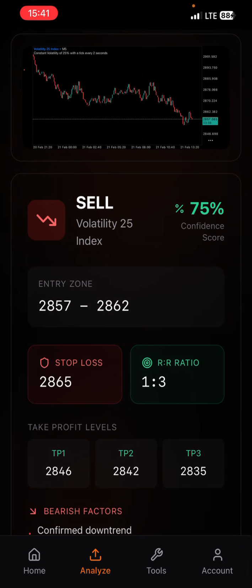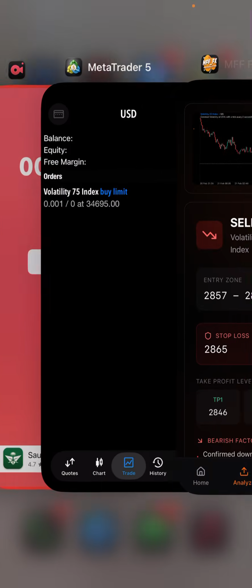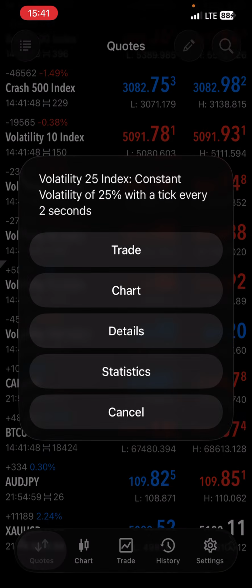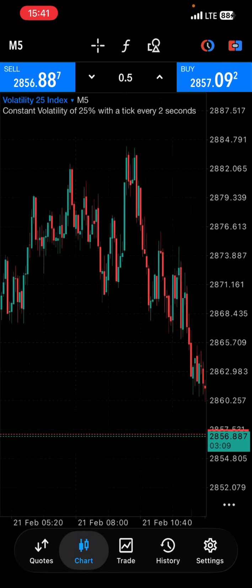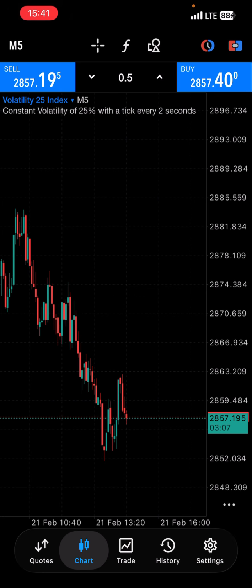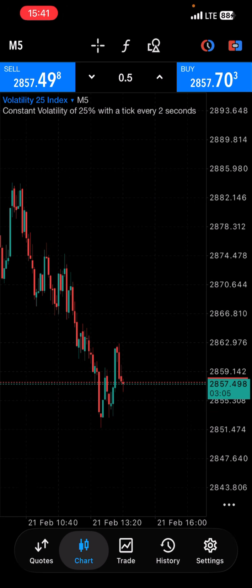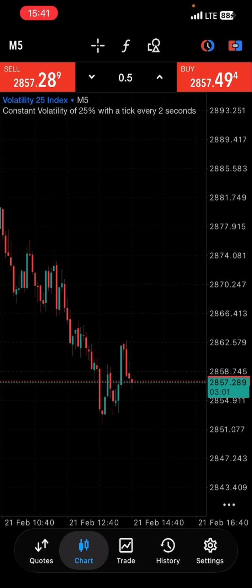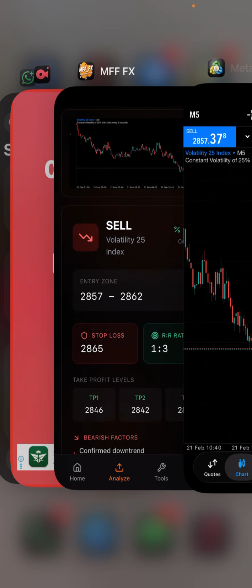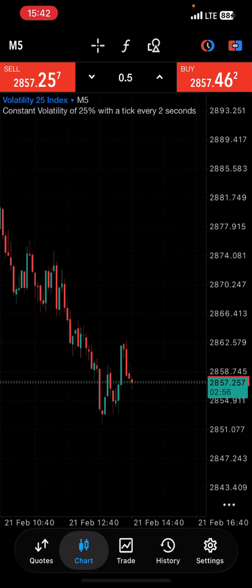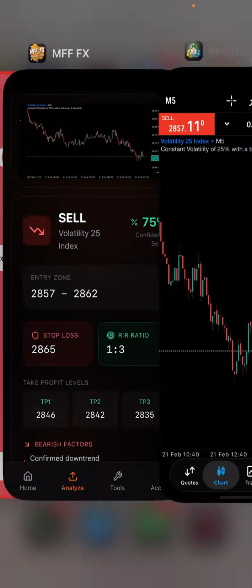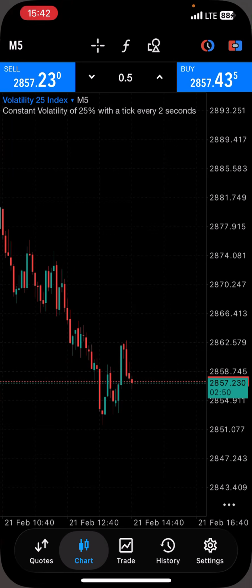What are the entry zones for a sell? It is telling me to sell between 2857 and 2862. That's where it is telling me to sell. So right now it is currently at 2857.14. Looking at it, I would love to take a sell at 2862.